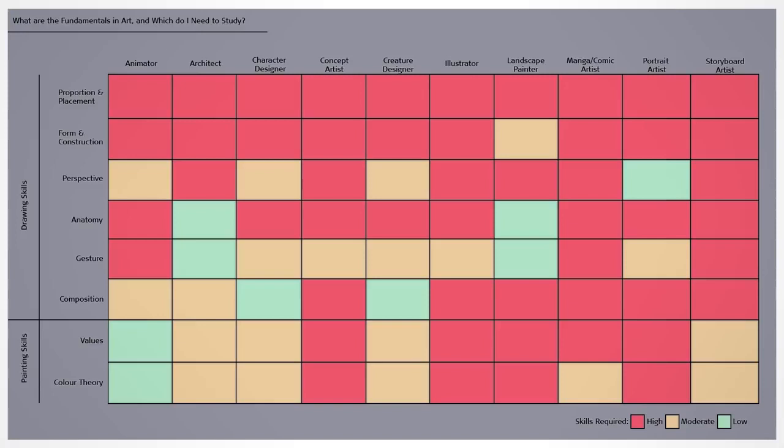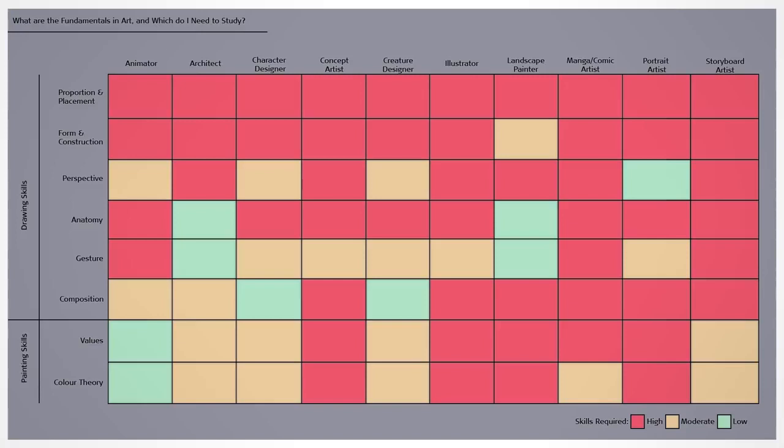So I made this chart, and basically it goes over a few different art jobs, not all of them of course, but just a few different types. Animator, architect, character designer, concept artist, creature designer, illustrator, landscape painter, manga or comic artist, portrait artist, and storyboard artist. And then I have a list of the fundamentals. And then it also shows what amount of skill you need in that thing for that specific career.